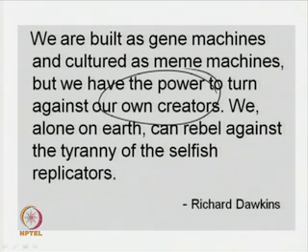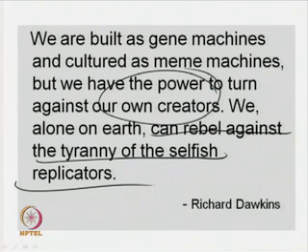We alone on earth can rebel against the tyranny of the selfish replicators, and in that sense he is using the term selfish. Now, many may have wondered what he means by giving a title like The Selfish Gene. We should not think of it in terms of the way we understand human beings as being selfish for some end, for our own good, or we would be committing an anthropocentric fallacy by saying that genes also think like us.